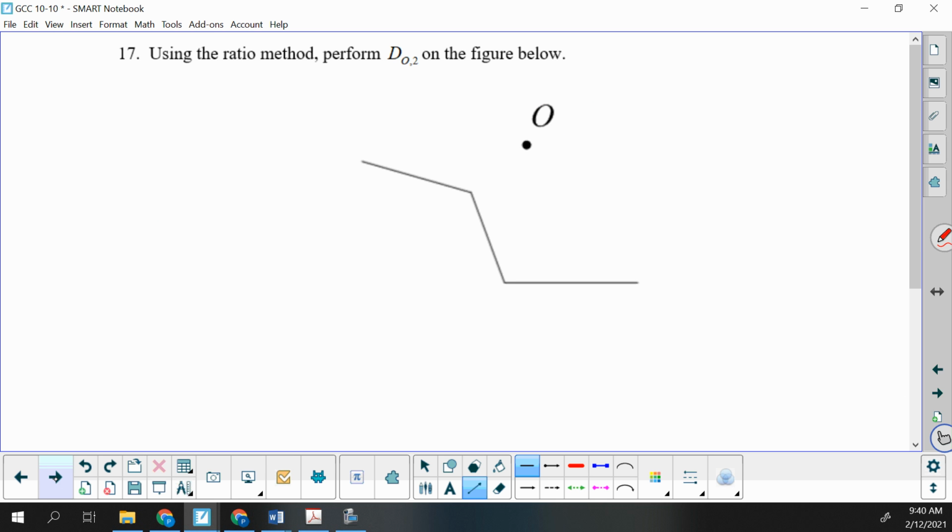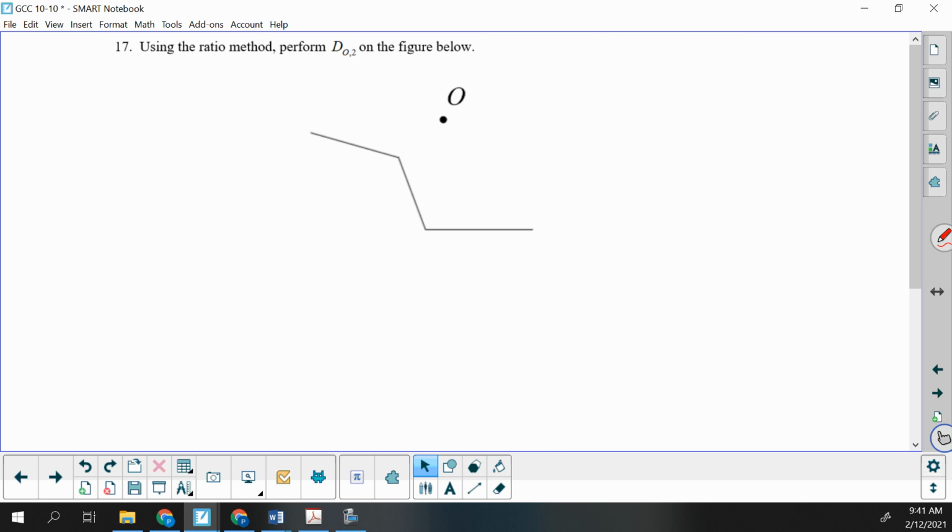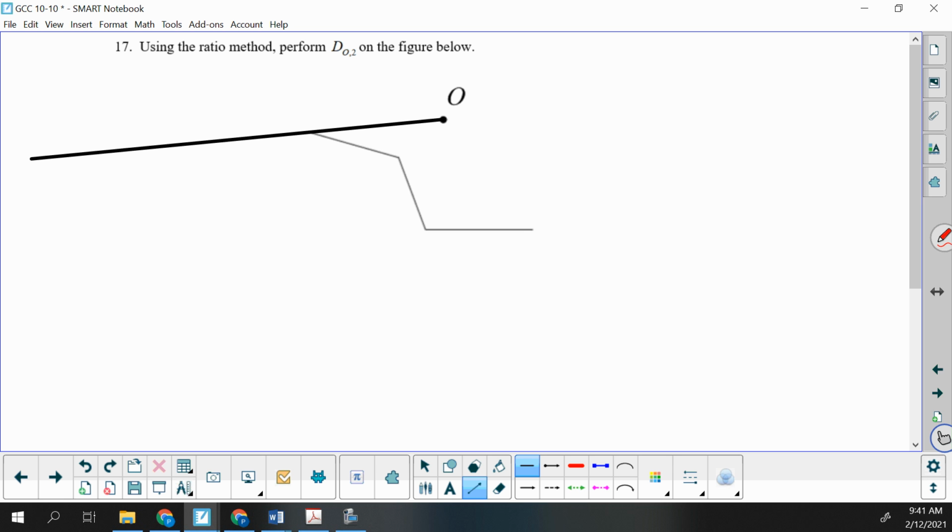All right, going down to 17. So this is saying we want to do a dilation centered at O, and we want to do it by a scale factor of 2. So start out, take your straight edge. We're going to go from O and extend a line a ways through each of the key points there. So this end point we want to extend through, this point, and this point. So 4 times with your straight edge, just extend a ways through each of those.